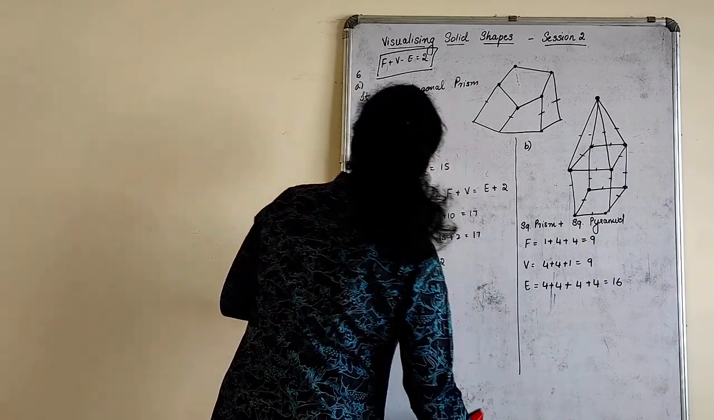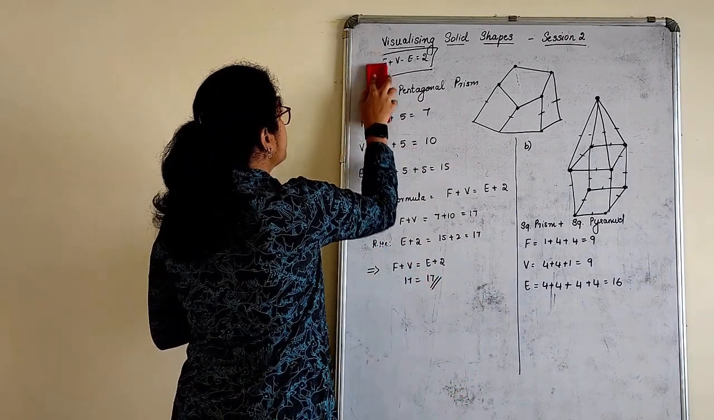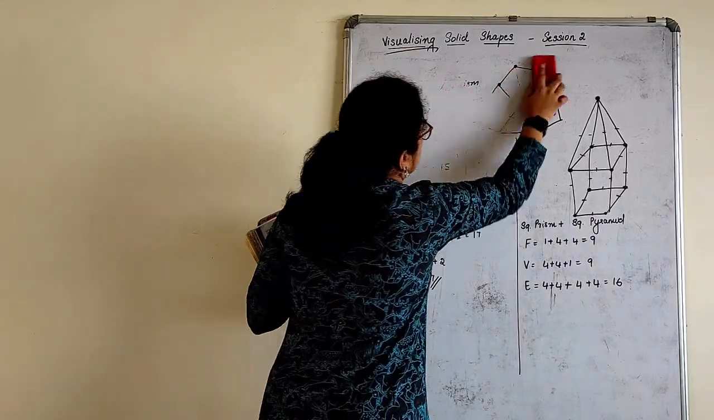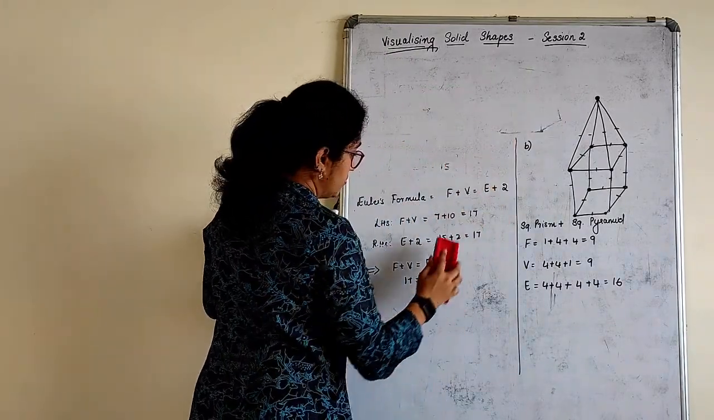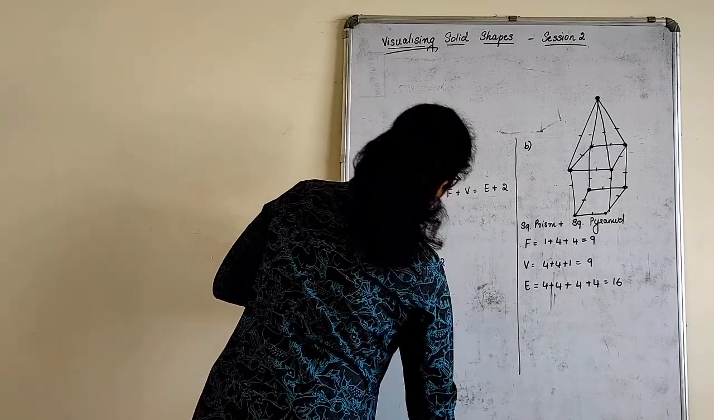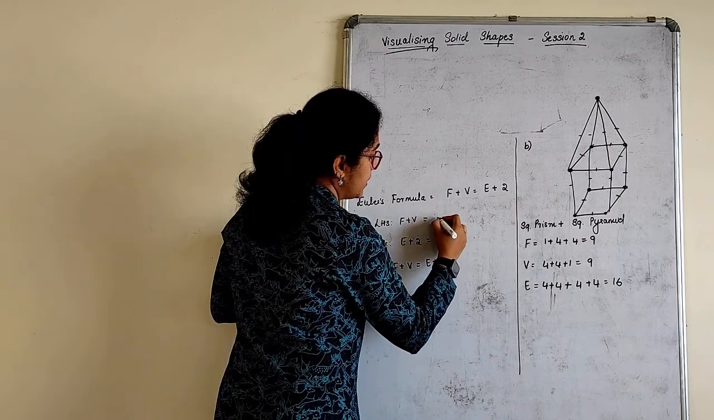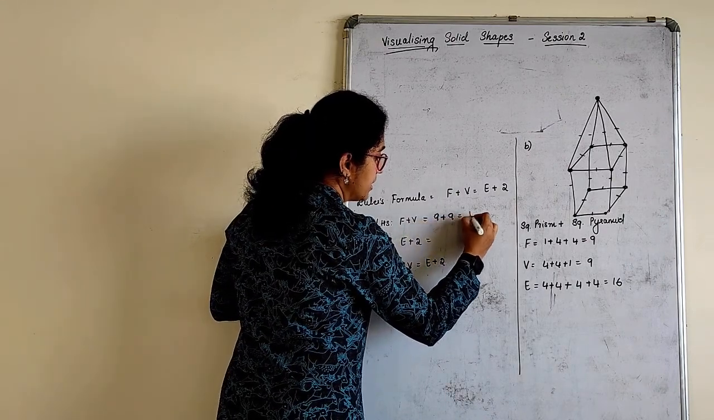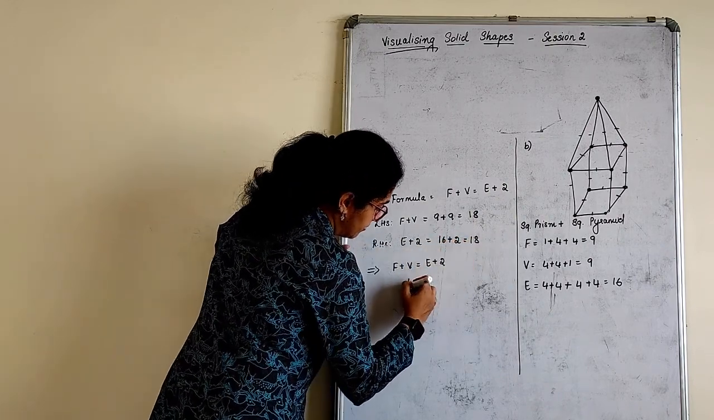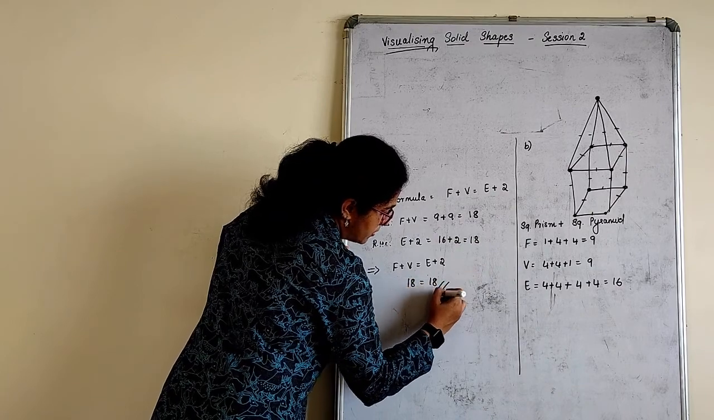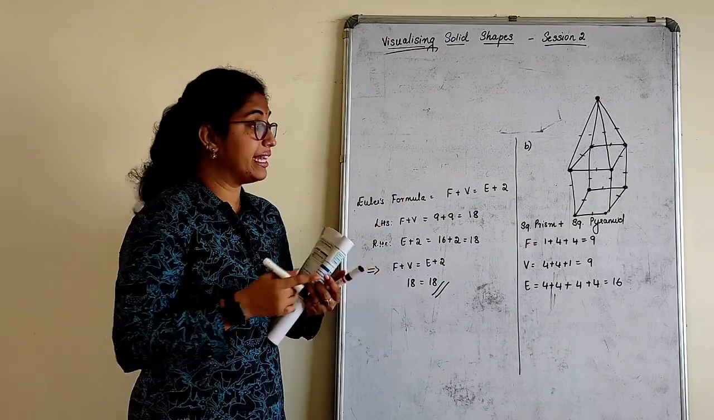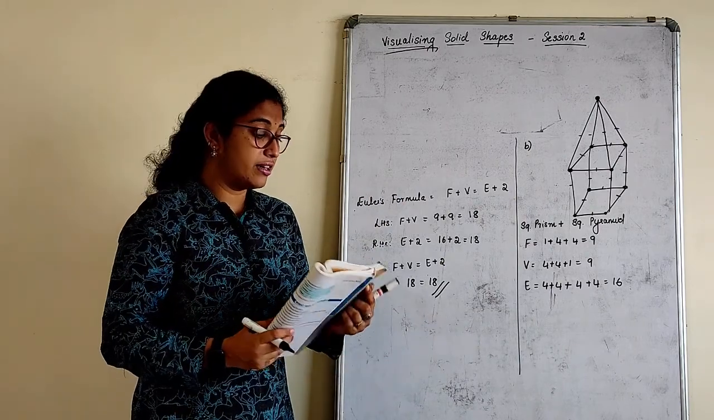I'll do it in this only. Shall I rub this one part? Okay. Euler's formula: F plus V is equal to E plus 2. F plus V, 9 plus 9 is equal to 18. E plus 2, 16 plus 2 is equal to 18. Euler's formula is verified. We need to write that. Thus, Euler's formula is verified both for figure A as well as figure B.